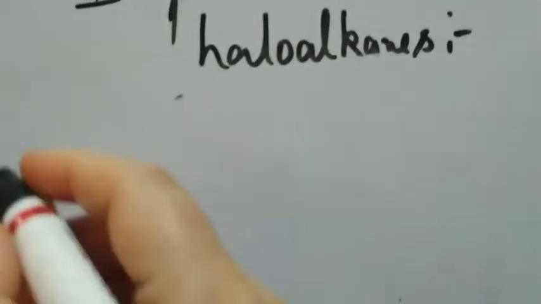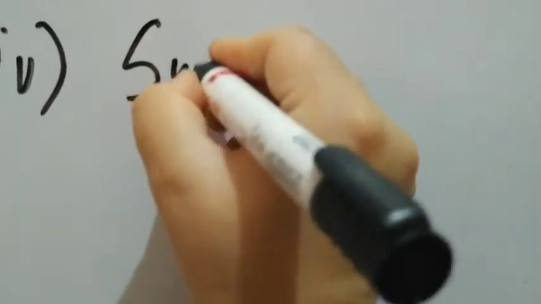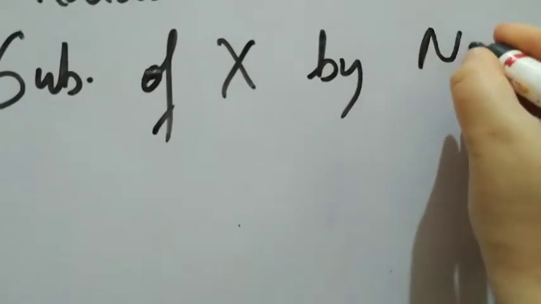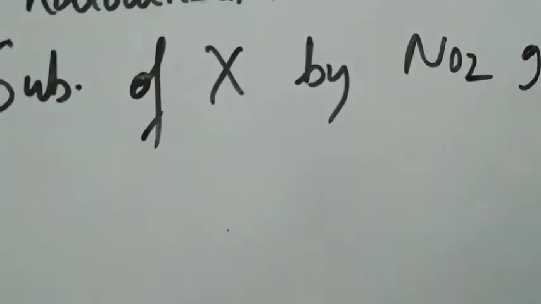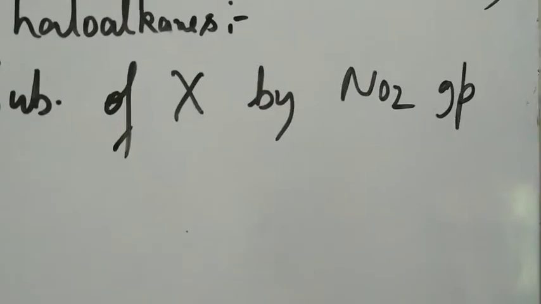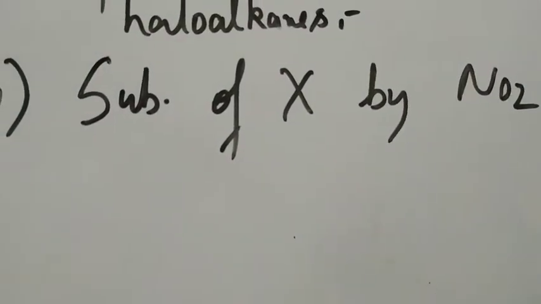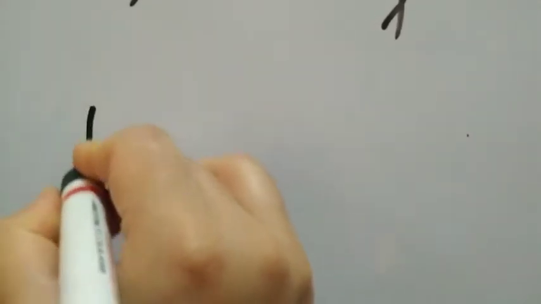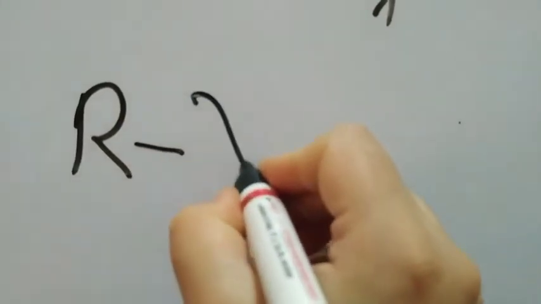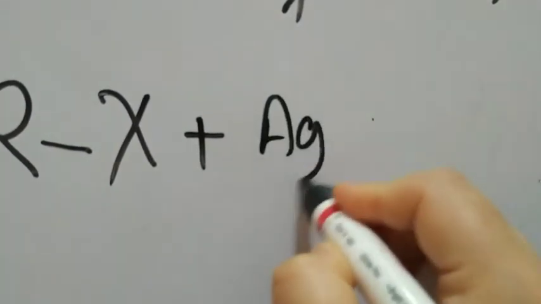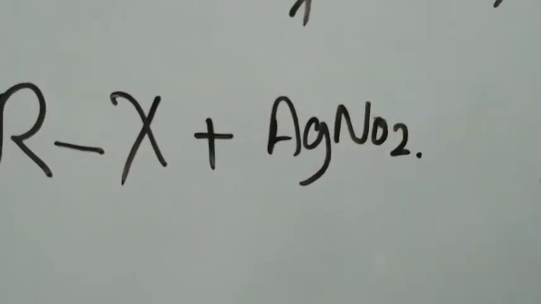We have one more nucleophile like this. I think we are on number 5 or number 4. We can substitute X by the NO2 group, nitro group. Nitro group is a nucleophile and it is a stronger nucleophile than X. Therefore, this substitution is very much possible. So what happens here is that we take RX, it can be any haloalkane, and we take a group, for example, AgNO2. Right, silver nitrite.